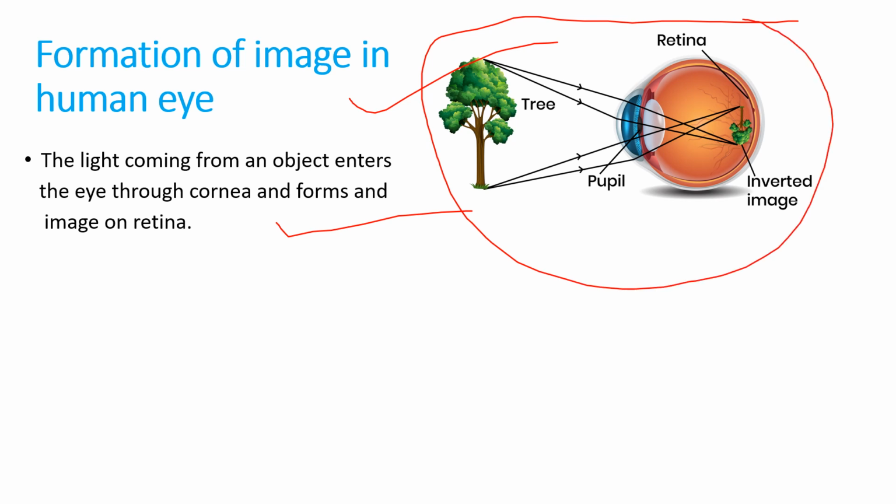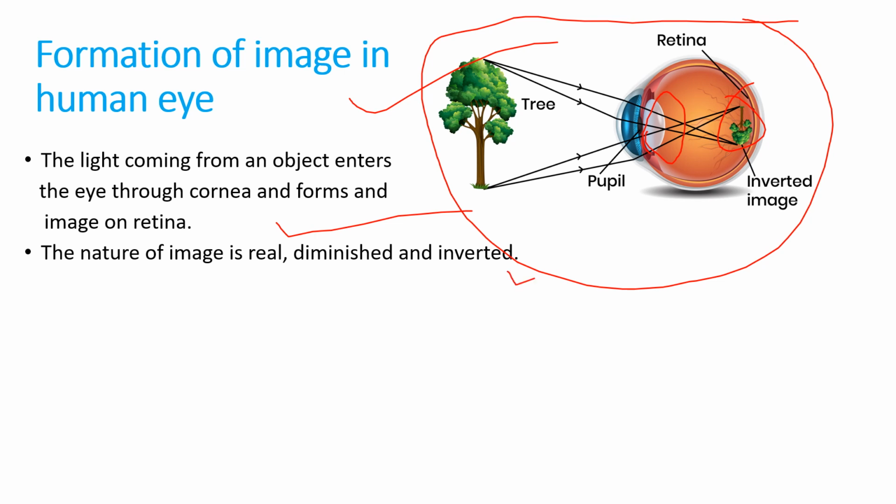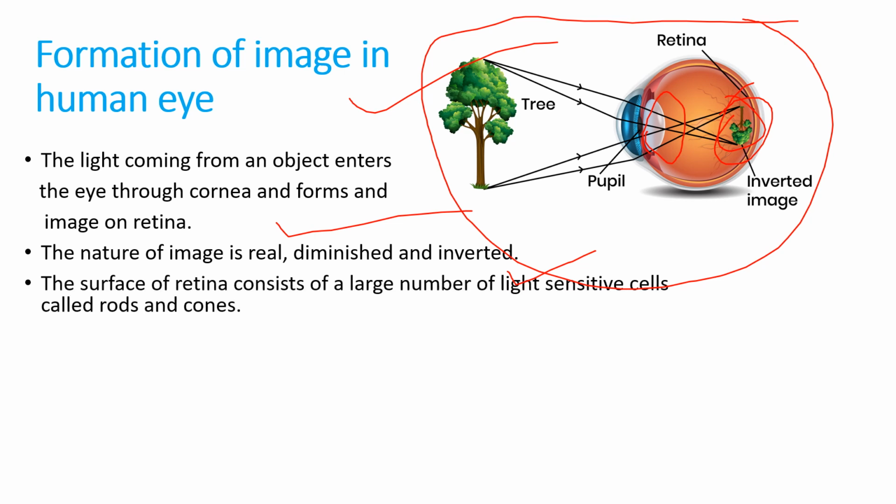Now, as it contains a convex lens, in the human eye a convex lens is present. So the convex lens gives a real and inverted image of an object. Correct? So the nature of the image will be real, inverted, and diminished. A small image will appear.